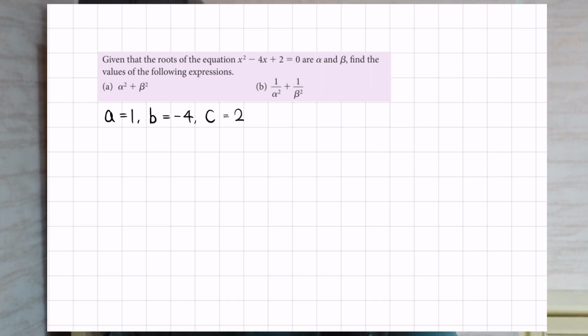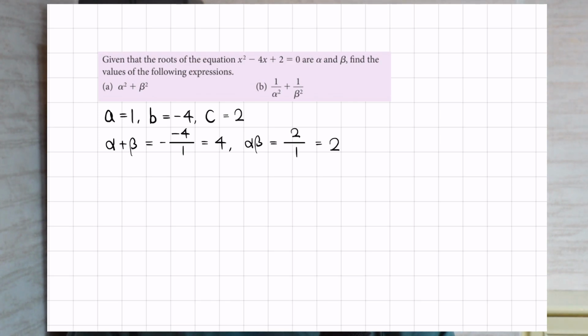So first of all, alpha plus beta can be found quite easily. It's negative b over a. It's negative of negative 4 over 1. So the answer is 4. Alpha plus beta is equal to 4. And then alpha times beta is c over a, which would be 2 over 1. So it is equal to 2.